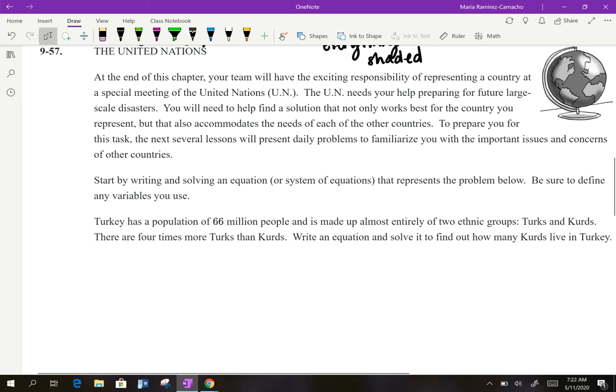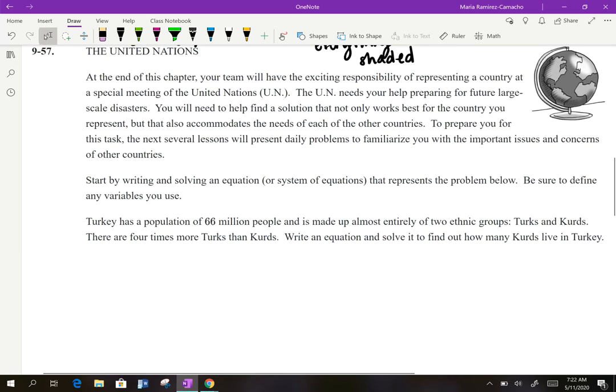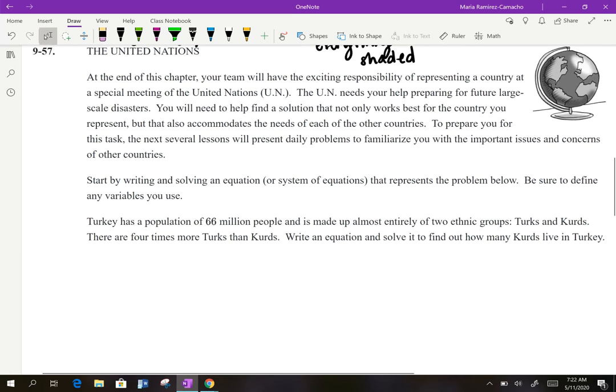At the end of this chapter, your team will have the exciting responsibility of representing a country at a special meeting of the United Nations, the UN. The UN needs your help preparing for future large-scale disasters. You will need to help find a solution that not only works best for the country you represent, but also accommodates the needs of each of the other countries. To prepare you for this task, the next several lessons will present daily problems to familiarize you with important issues and concerns of other countries. Start by writing and solving an equation or system of equations that represents the problem below. Be sure to define any variables you use.